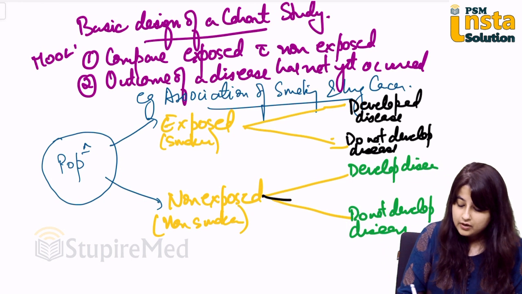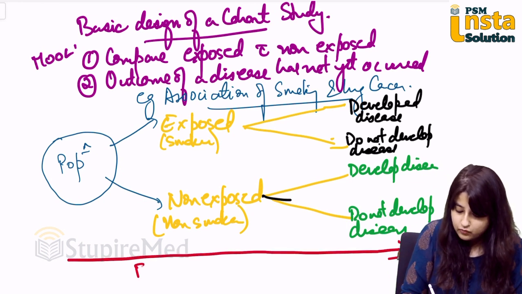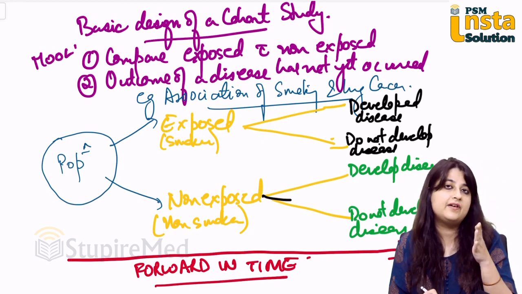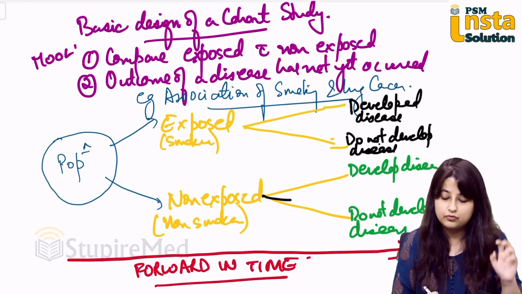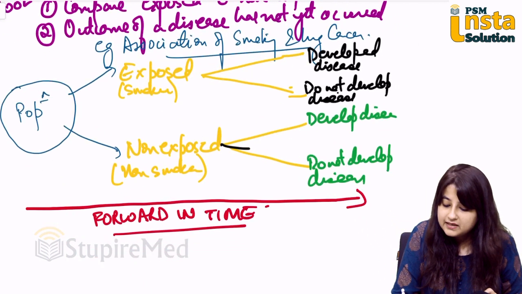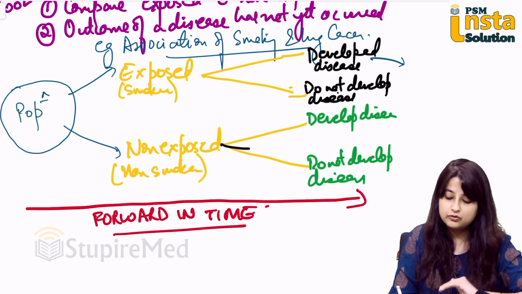What are you doing? You are going forward in time. Okay, you are going forward in time, to see how many are developing a disease and how many are not developing a disease out of the two groups. Now, my question to all of you is, what is the meaning of this develop a disease, do not develop a disease in both the groups?